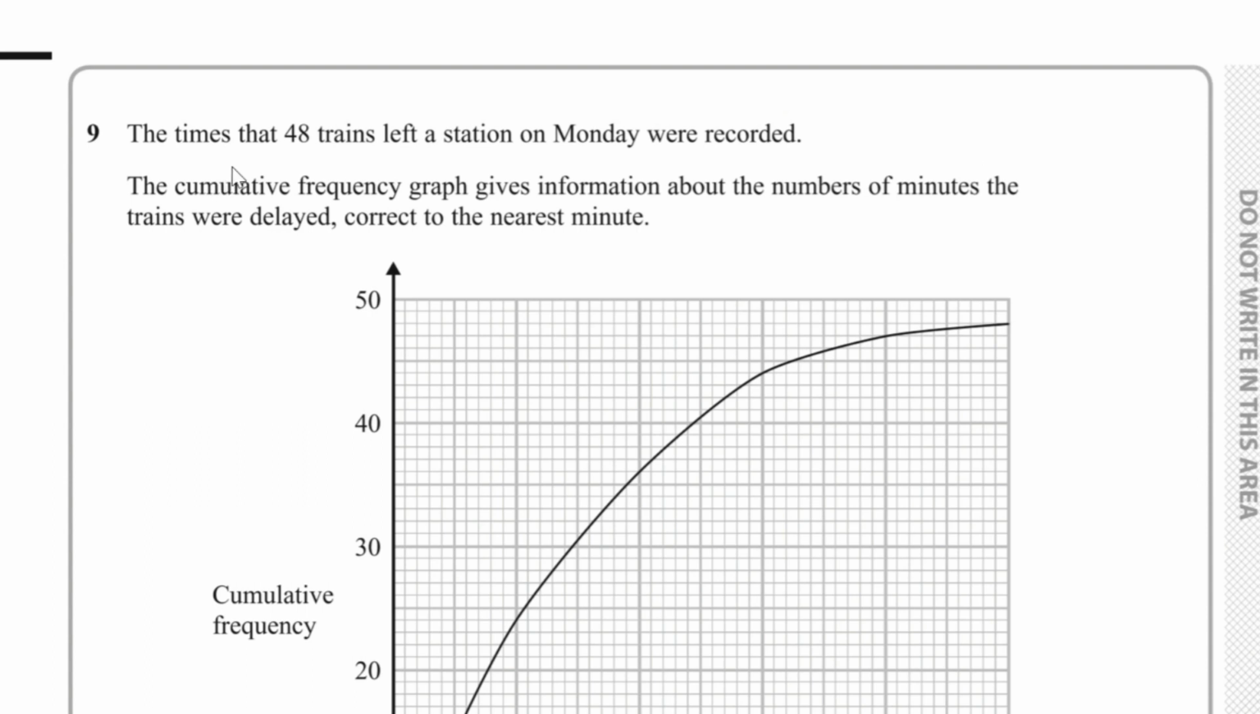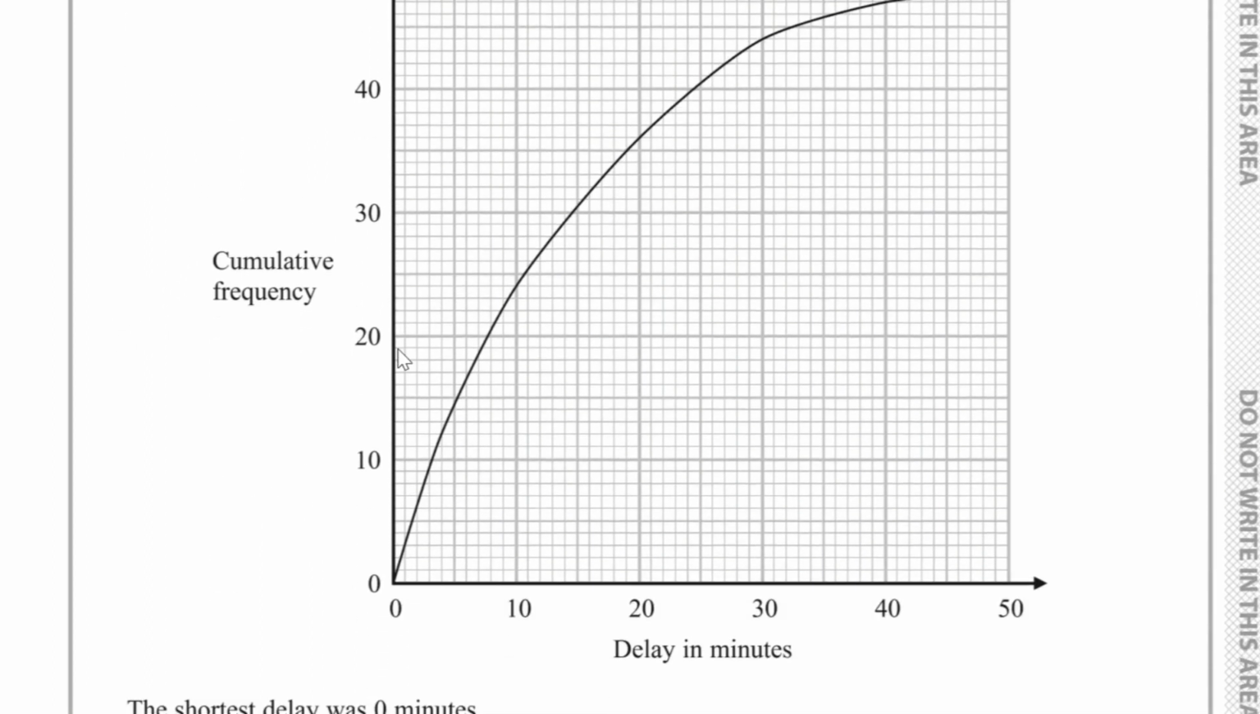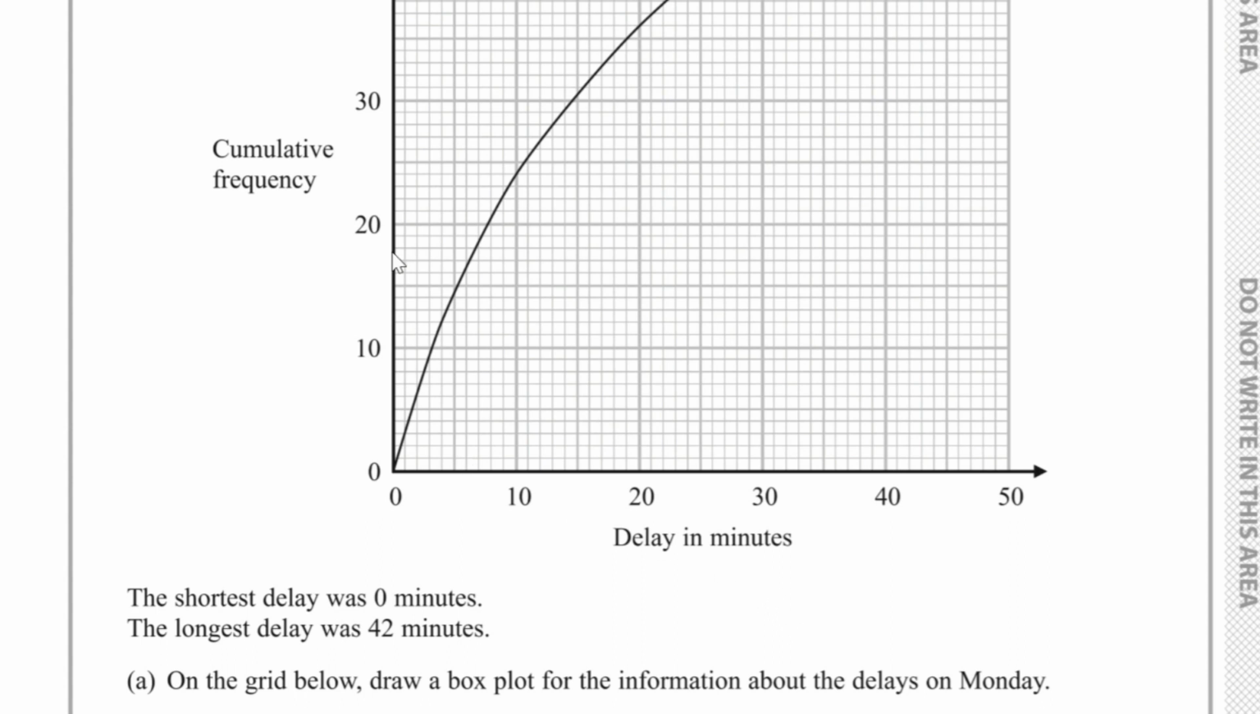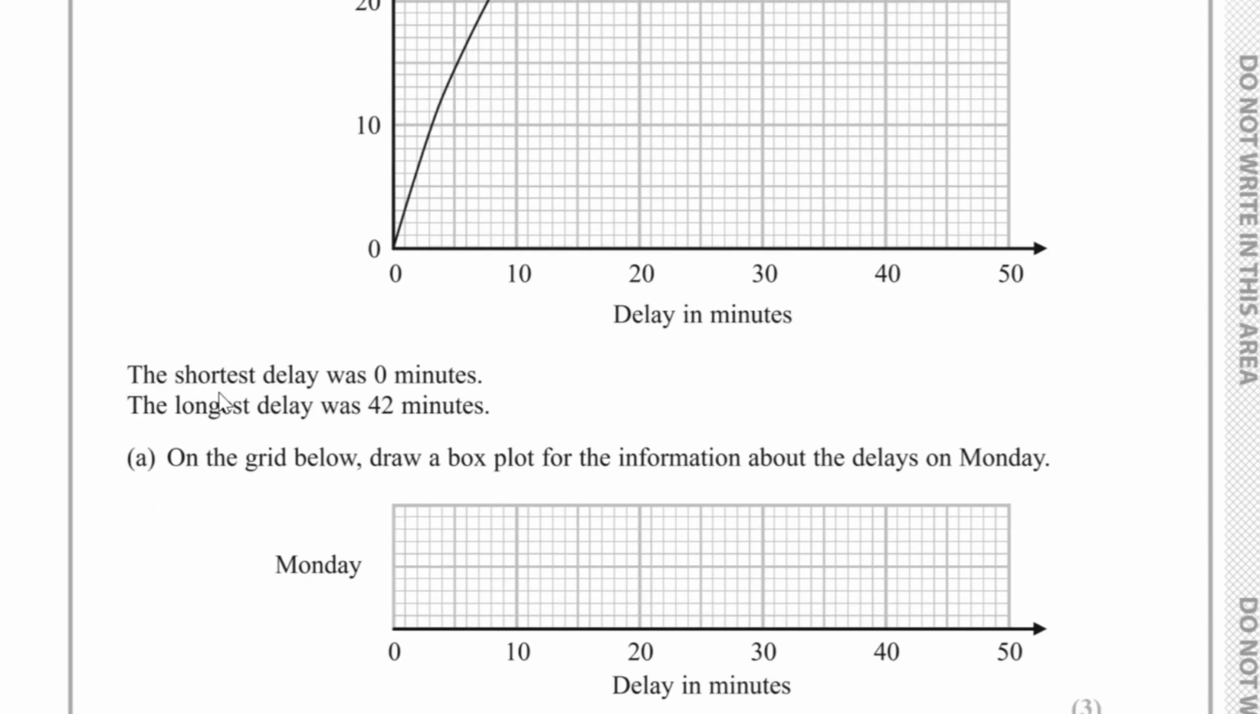Question number 9. The times that 48 trains left a station on Monday were recorded. The cumulative frequency graph gives information about the number of minutes the trains were delayed, correct to the nearest minute. So we've got the delay in minutes and the cumulative frequency. The shortest delay was 0 minutes, the longest delay was 42 minutes. For part A, on the grid below, we have to draw a box plot for the information about the delays on Monday.